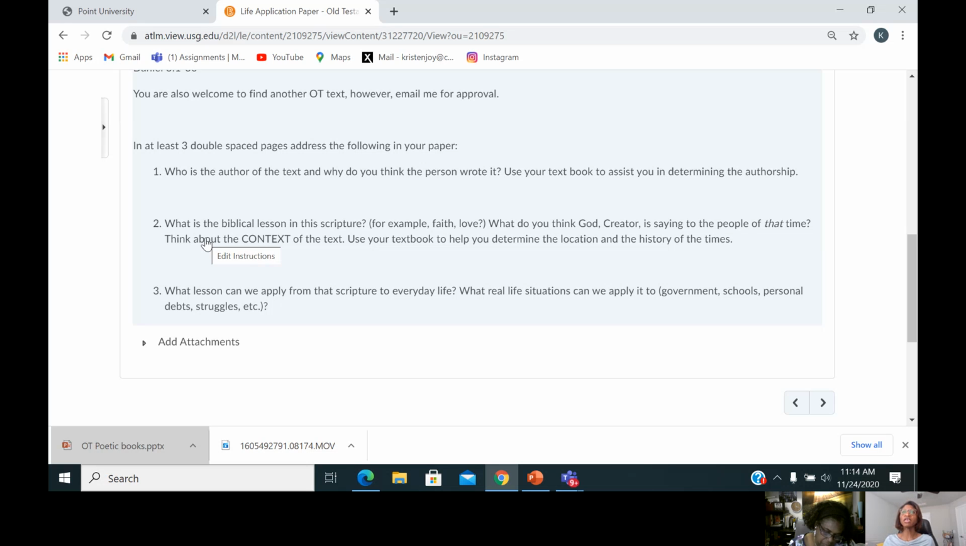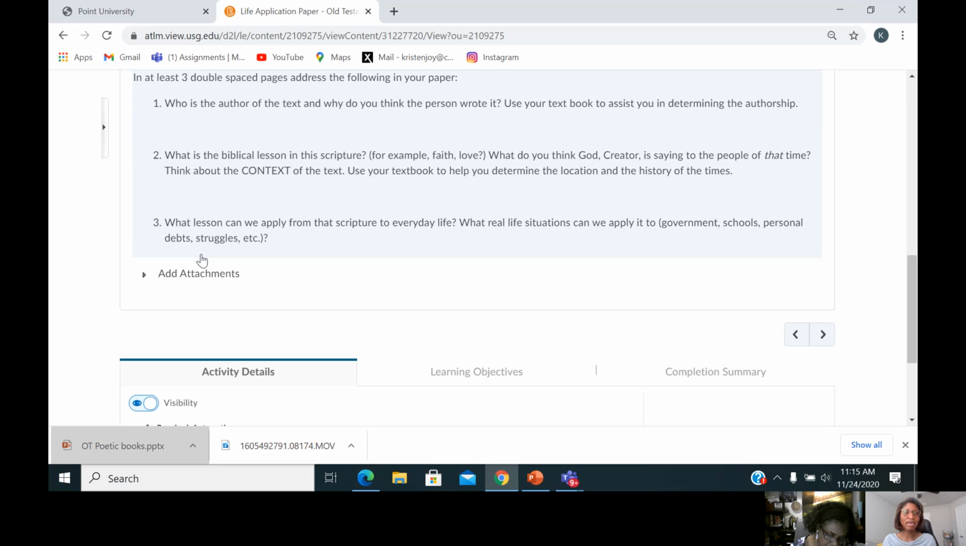Now, every story, everything that you read in the Bible is written for a specific time period, and when that person wrote it, when they penned it, right? But I want you to also think about the context of the text, and when you are doing your research, you're going to look in terms of the time that it was written. Remember, we keep talking about the Israelites, and maybe this book was written when they were in bondage, or maybe this book was written after they came out.